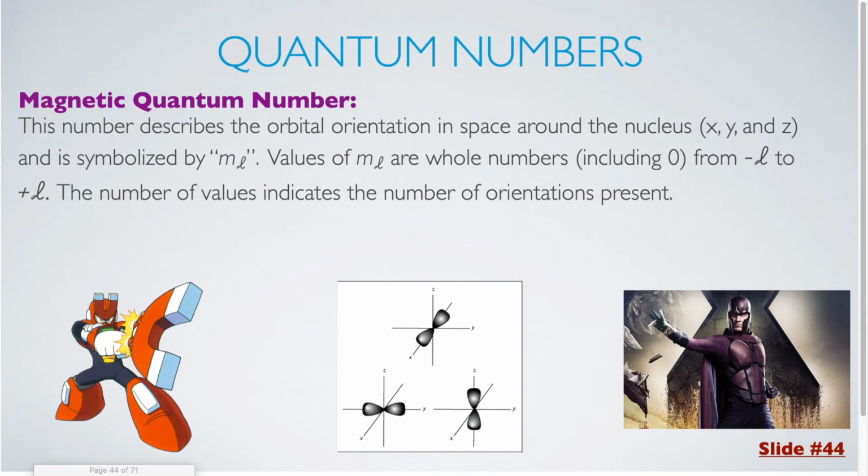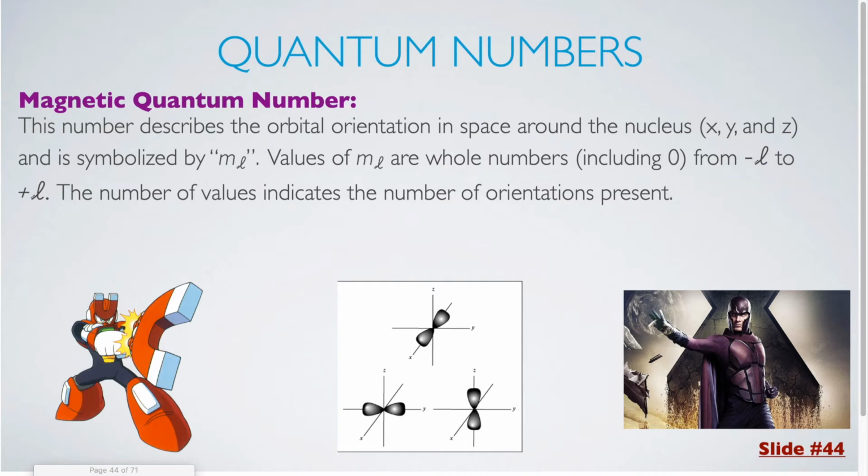Our third quantum number is the magnetic quantum number. This describes the orbital orientation in space around the nucleus along the x, y, and z axis, and is symbolized by m or m sub L. The values of m sub L are whole numbers, including 0, from negative L to positive L.